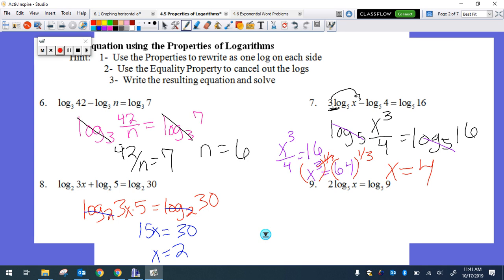All right, let's do this next one. If the number is in front, it really becomes an exponent. So this is really log base 5 of x to the second equals log base 5 of 9. They're both log base 5, so those cancel. So x squared equals 9. That means x has to be 3, because 3 squared is 9.